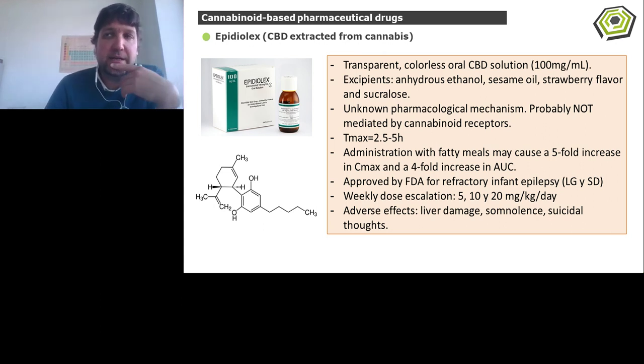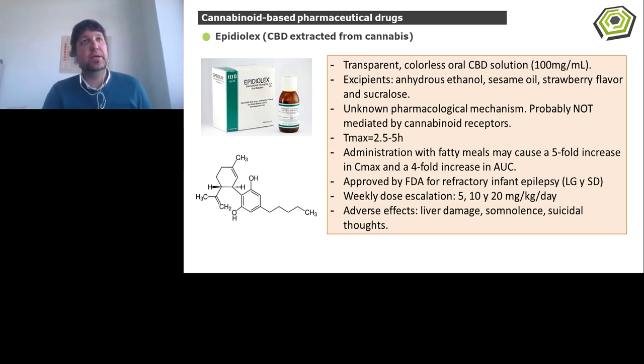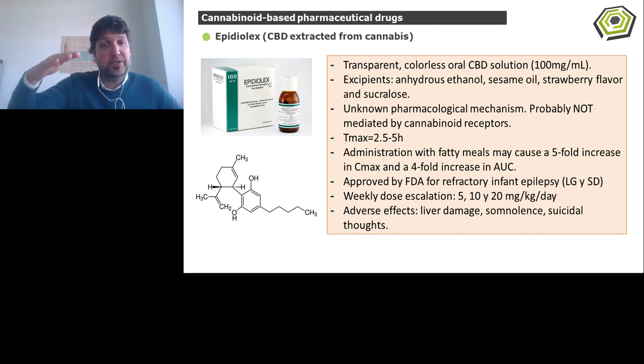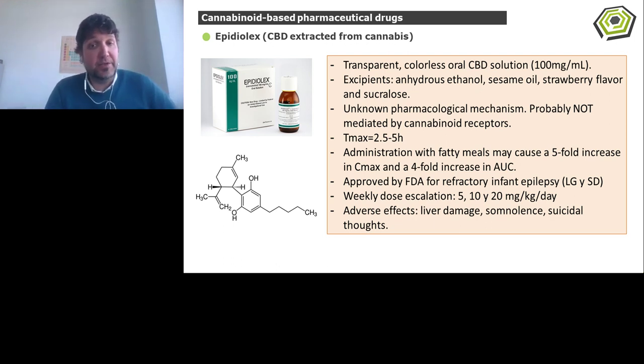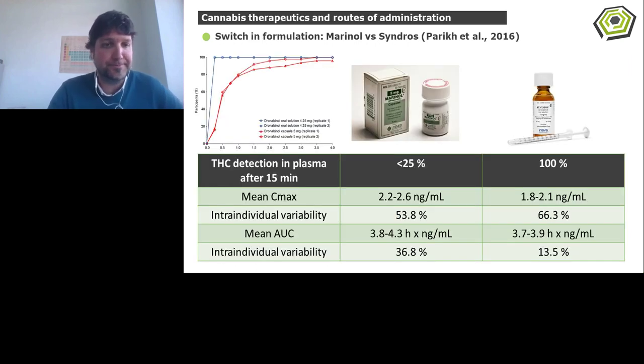Finally, Epidiolex is the medicine that we mentioned before, approved by the FDA for pediatric seizures in Dravet syndrome and Lennox-Gastaut. Again, it's a transparent, colorless oral CBD solution, very, very concentrated. It has a period of weekly dose escalation, the same that we see with all cannabinoid medication. It goes from 5, 10 to 20 milligrams per kilogram per day. And because it's a very high concentration, a high dose of CBD, it has some adverse effects such as liver damage, somnolence, or suicidal thoughts.